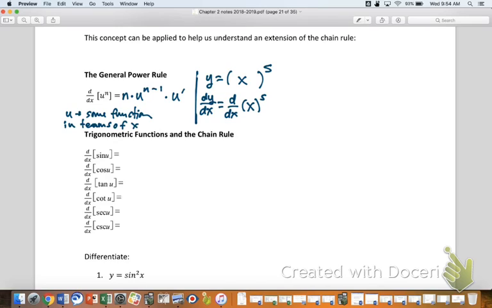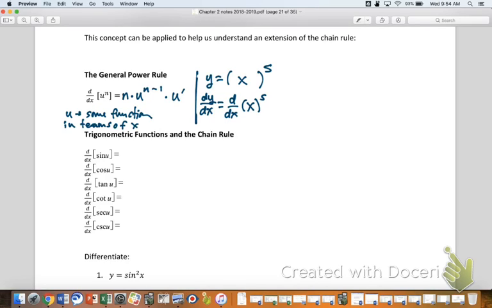You might look at that and be like, well, duh, the derivative of x to the 5th is 5x to the 4th. Totally right. Totally right. But here's what I'm going to do. I'm going to look at this x to the 5th. I know it's not really a composite. It's very trivial. But yes, sir.